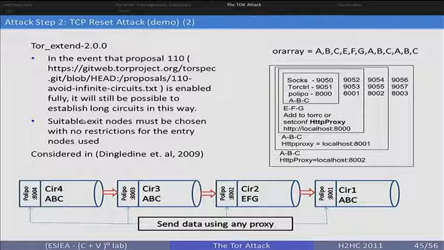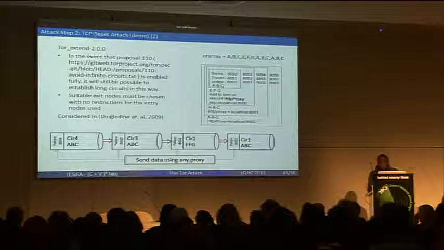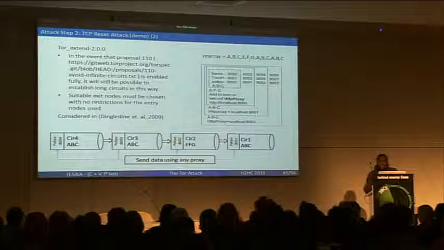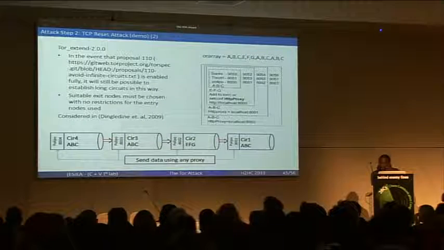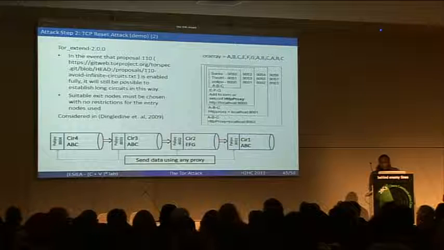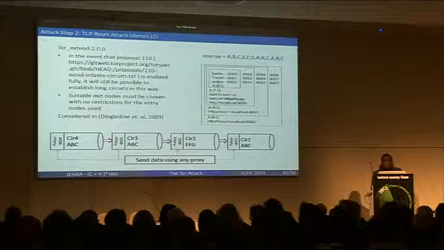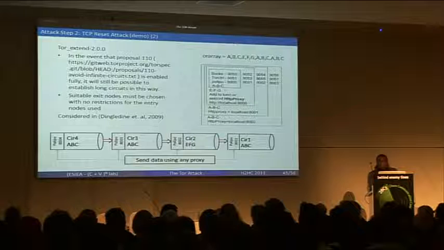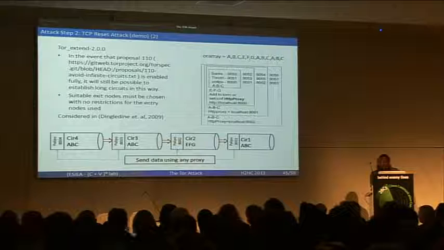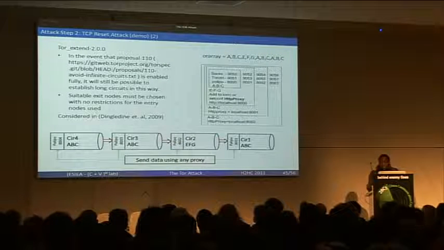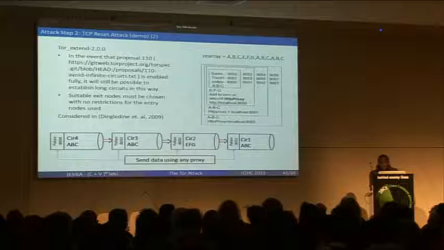The drawback with this is the exit nodes must be chosen carefully so they don't have restrictions to the next hop, that's the next entry node you're trying to connect to. Sometimes your entry node might be on port 9001 or some other port, that's the URL port. But you have to choose exit nodes that allow access to the entry of the next hop. And an attacker can actually send packets using any of these proxies just to increase the congestion.